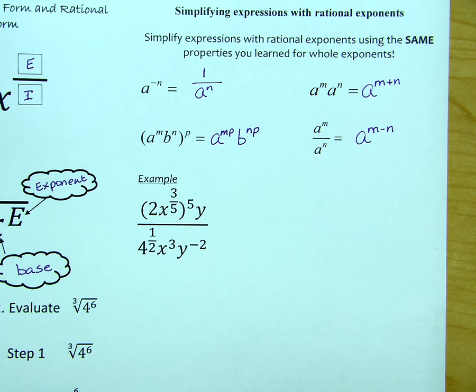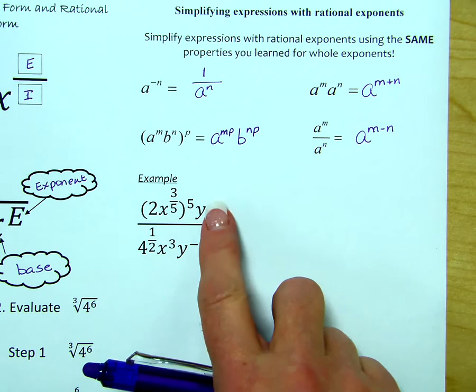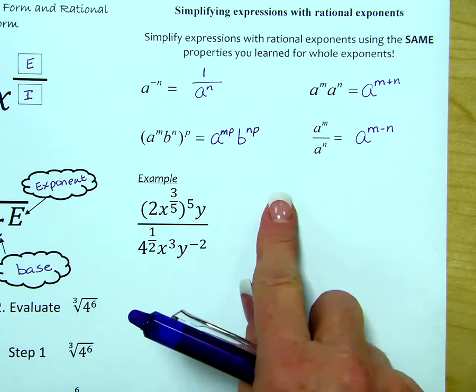Now we have this example here of 2x to the 3/5 power, all being raised to the 5th power, being multiplied by y, and that's going to be our numerator.